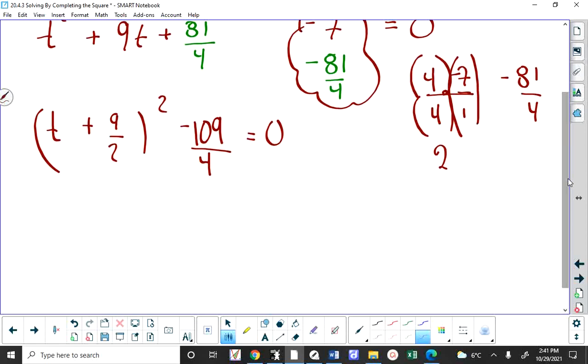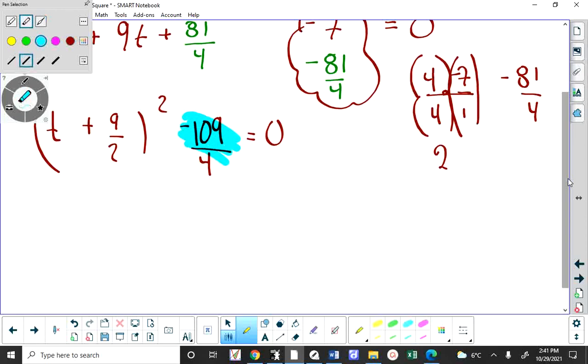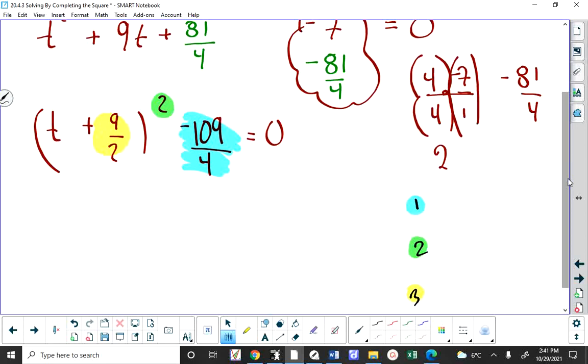So is that good now? Okay. Now what I want to do is rearrange for t. And that involves peeling things off. I have to get rid of this first. After I get rid of that, I need to get rid of the squared. After I get rid of the squared, I can then worry about getting rid of the 9 halves. So I'm getting rid of this, then this, then this. How do I get rid of the negative 109 quarters? I move it to the other side, or mathematically what I'm doing is adding 109 quarters to both sides.